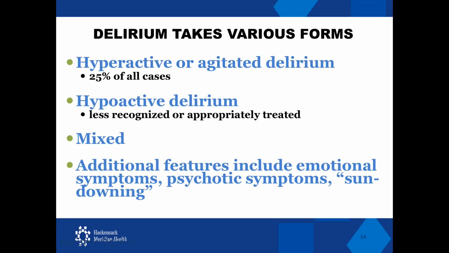These are various forms. We do a good job in diagnosing our hyperactive or agitated delirium. Why is that? Because they're disruptive. They interfere with our life. They interfere with nurse's life. We have to take care of that patient because now we can't take care of anybody else. That's why we diagnose hyperactive delirium much better than our hypoactive delirium, which is a perfect patient.